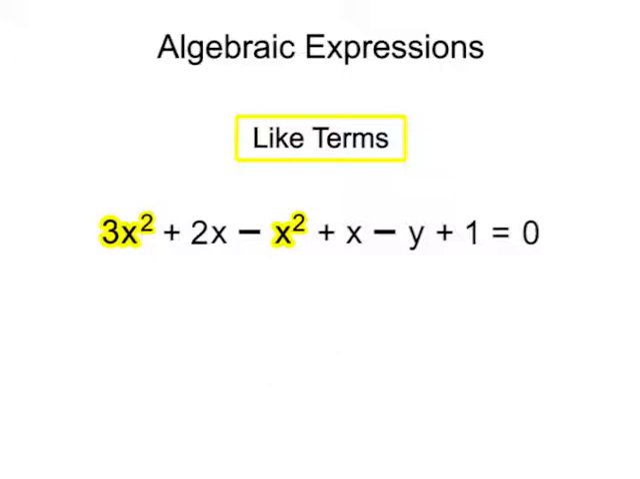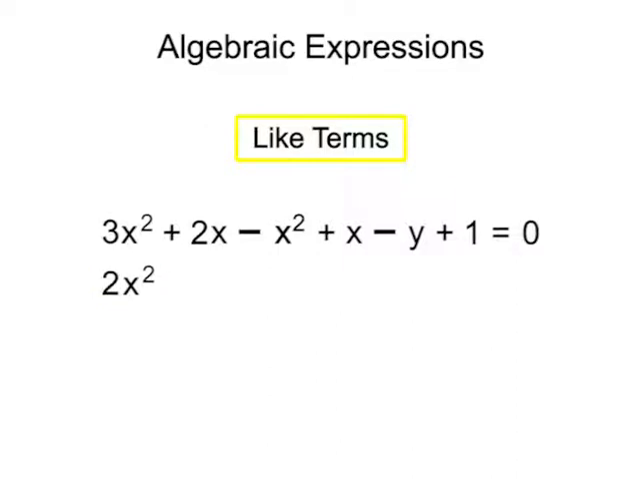We can combine these two terms by combining their numerical coefficients. The first term has a coefficient of 3. The third term has no numerical coefficient shown, which means the coefficient is 1. 3 minus 1 equals 2. The result of combining these two terms is 2x squared.